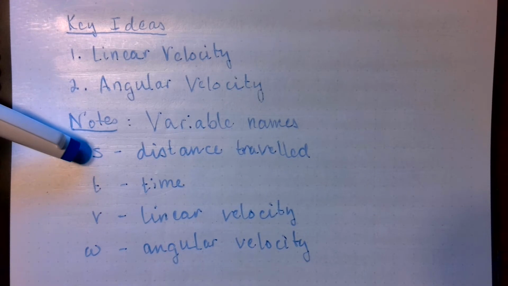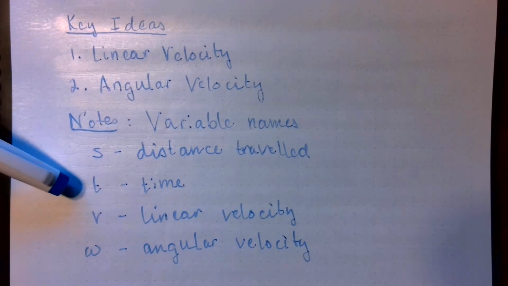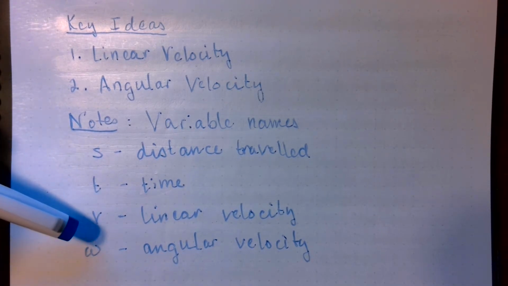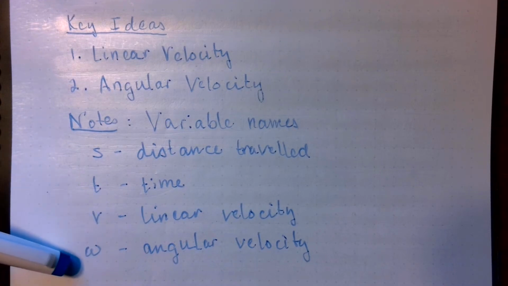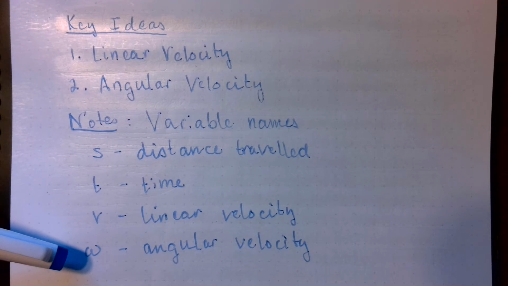So s is going to stand for distance, t is for time, v is linear velocity, and this letter, it looks a little bit like a w, it's actually a Greek letter, it's an omega. That's going to stand for angular velocity. Okay, so let's just do a couple of examples to make sure we understand the nuts and bolts of what's going on here.